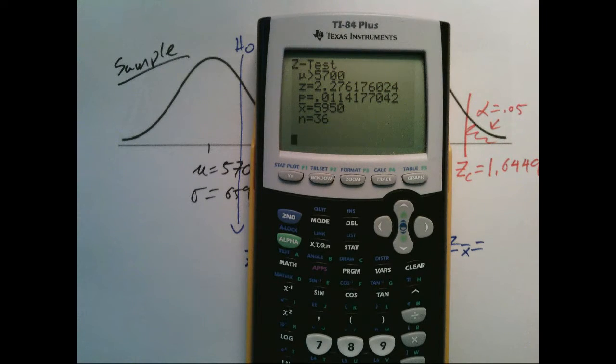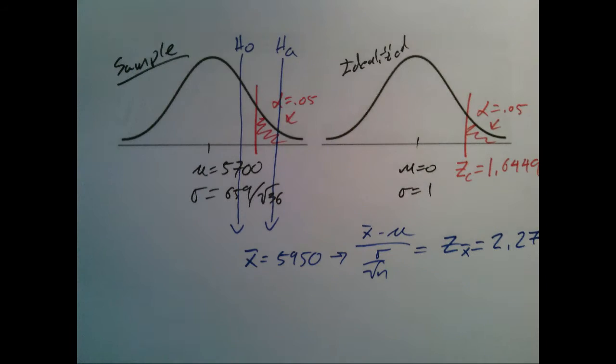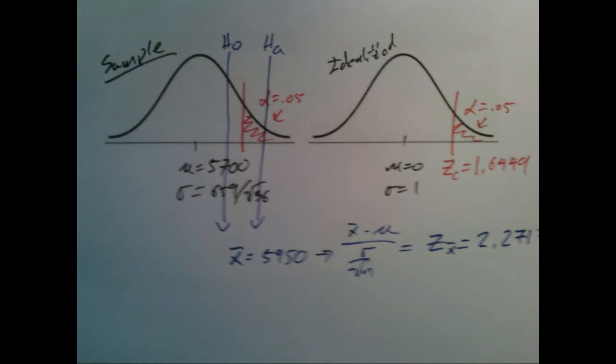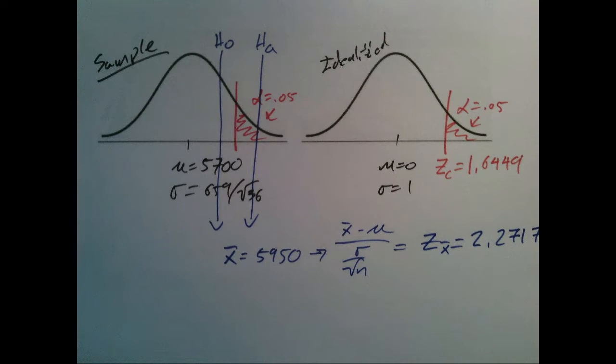Our test statistic is 2.2717, so it's at 4 decimal places to match what we also had. Now you tell me, is the 2.2717 to the right of the 1.6449 or to the left? It's to the right.